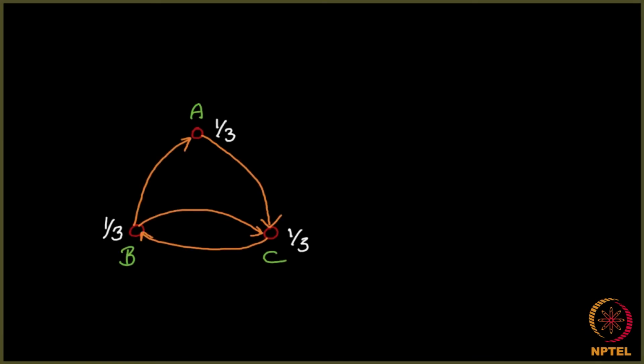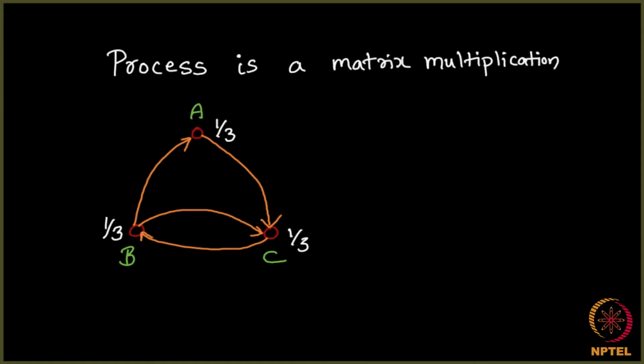So we saw a graph on 3 nodes, right? I would like to see if this process can be better understood by writing it as a matrix operation. So that's my motive. This process is a matrix multiplication, and we'll see how exactly one can see this as matrix multiplication.